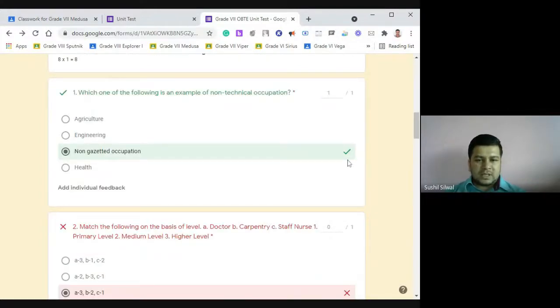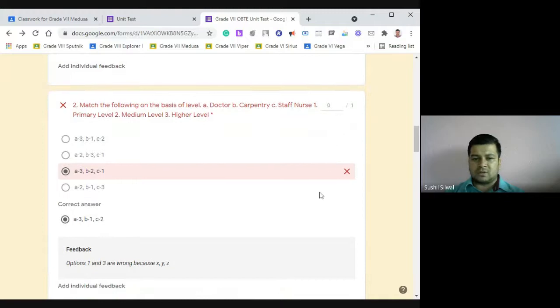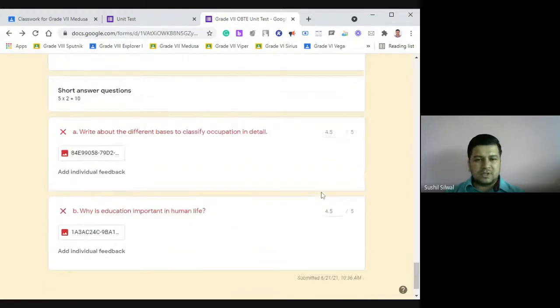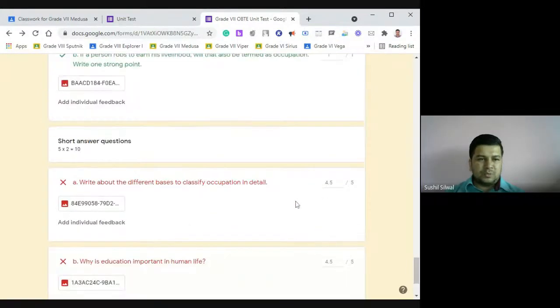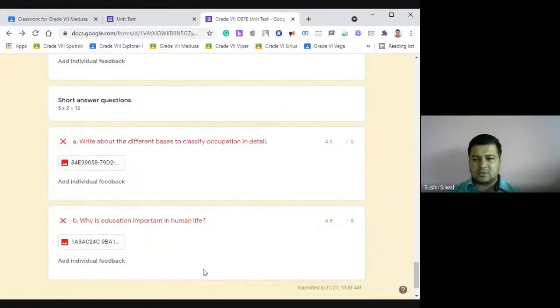I think you're able to see this. Can you see that? It won't look exactly like my screen, but you will see whether the answer was correct or wrong. In subjective questions, you can see how much you got. Can't you see the marks? How much you got?